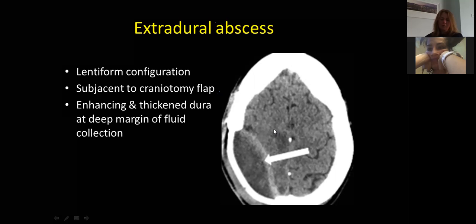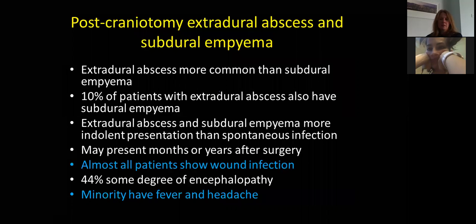I often feel that we get asked to do a lot of post-op imaging: is there an extradural abscess or a subdural empyema? And the dura can also enhance. So I find it quite difficult in a lot of cases to actually be very definitive about whether this is infected or not. I think, again, clinical signs would push me towards telling you guys that it was infected, not just the presence of a little bit of dural enhancement.